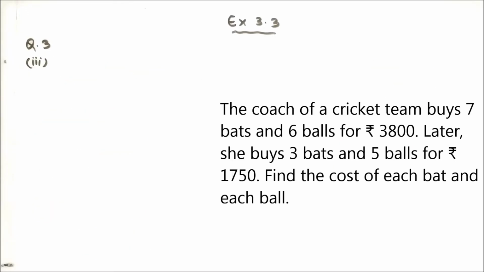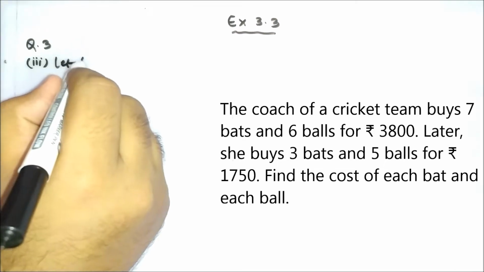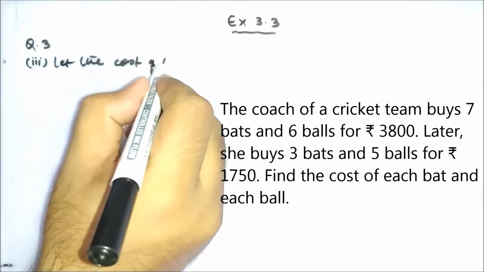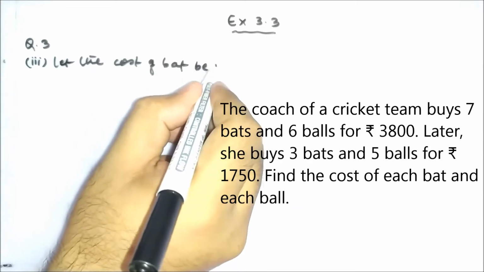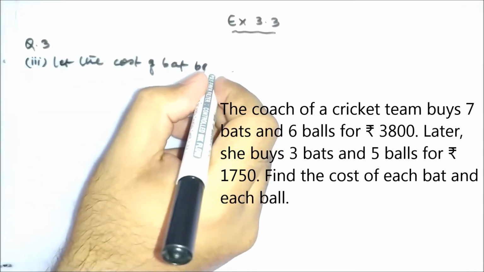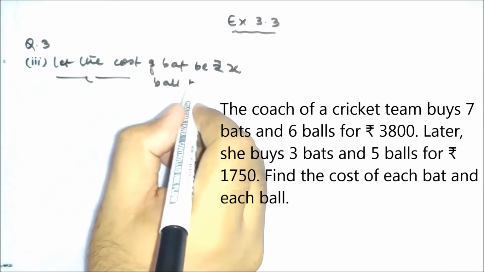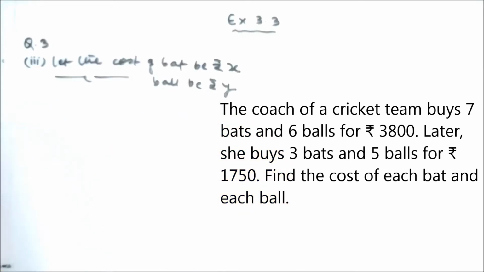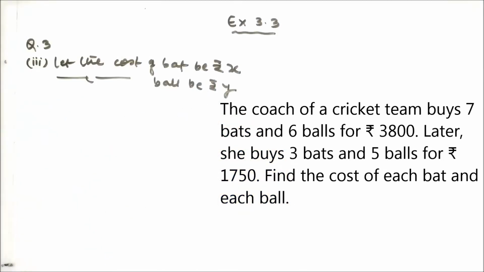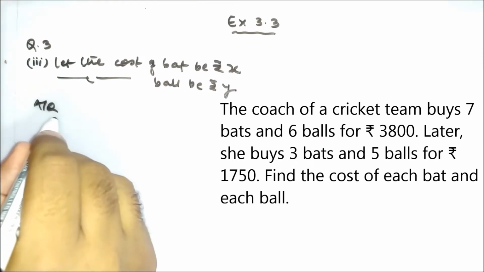So the question is, the coach of a cricket team buys 7 bats and 6 balls for rupees 3800. Later, she buys 3 bats and 5 balls for rupees 1750. You have to find the cost of each bat and each ball. Okay, so first let us assume that the cost of a bat be x rupees, and the cost of a ball be rupees y.